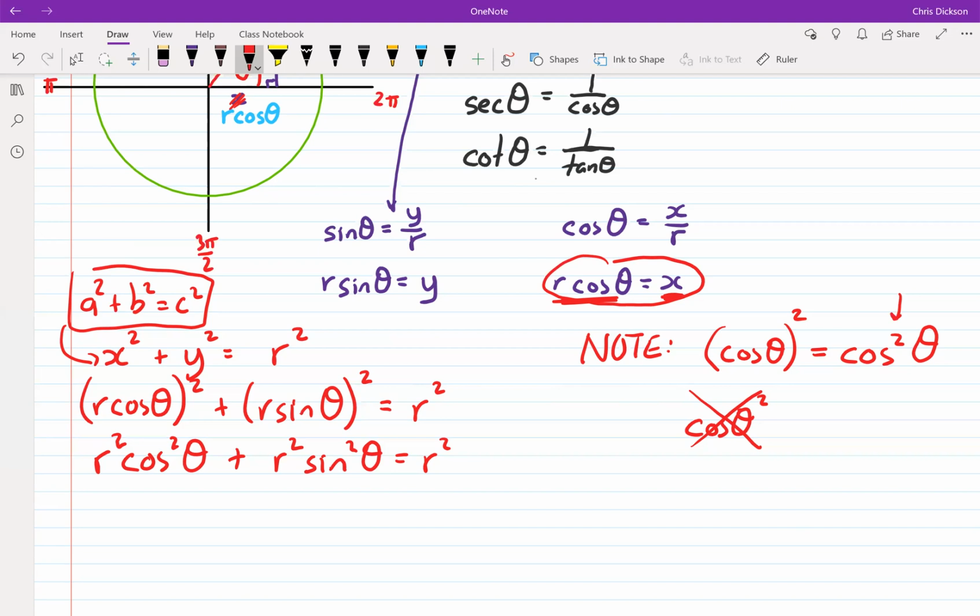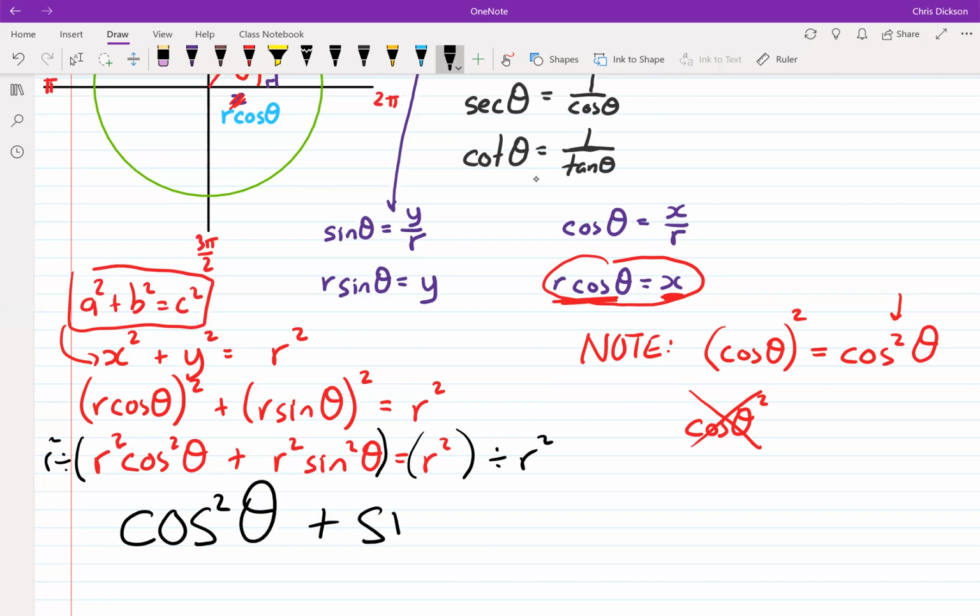And so what I'm going to do is divide both sides by R squared. Or you could say factor out the R squared and divide both sides by R squared. And what you get is probably the most important identity we're ever going to work with in math 12: cos squared theta plus sine squared theta equals 1.